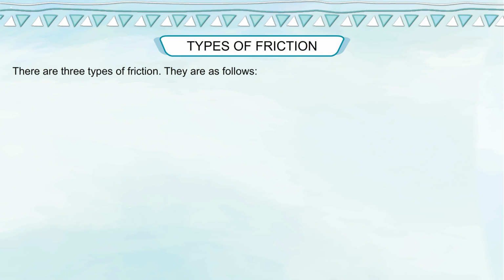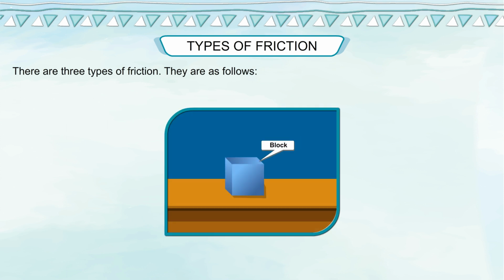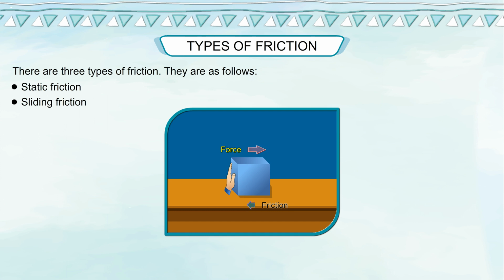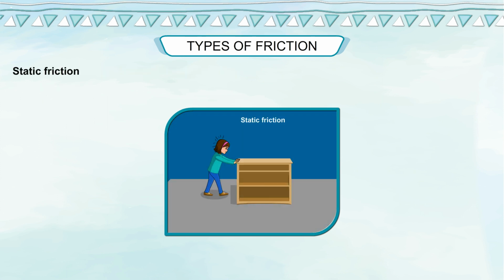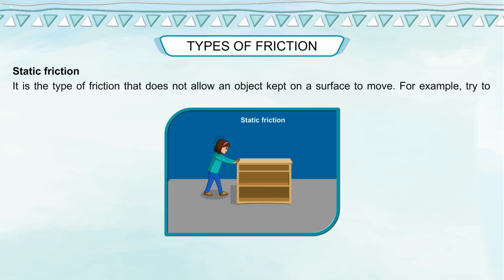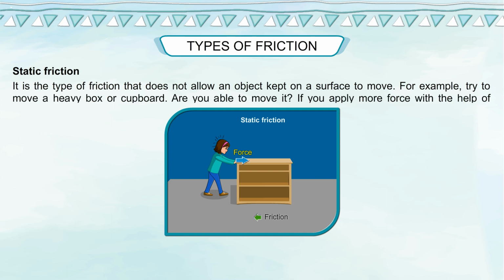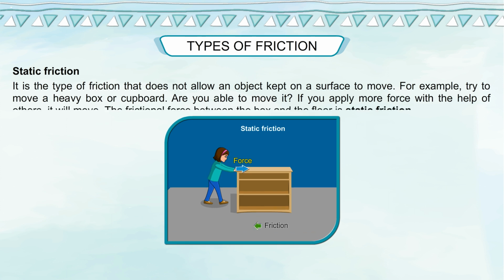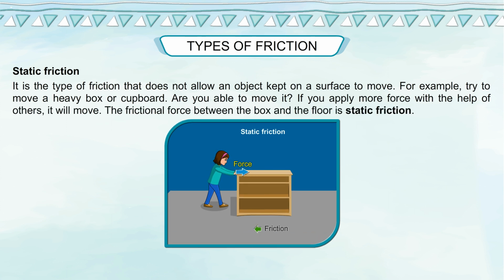Types of friction. There are three types of friction. They are as follows: static friction, sliding friction, rolling friction. Static friction. It is the type of friction that does not allow an object kept on a surface to move. For example, try to move a heavy box or cupboard. Are you able to move it? If you apply more force with the help of others, it will move. The frictional force between the box and the floor is static friction.